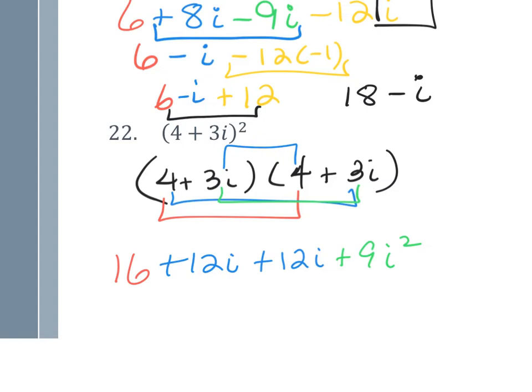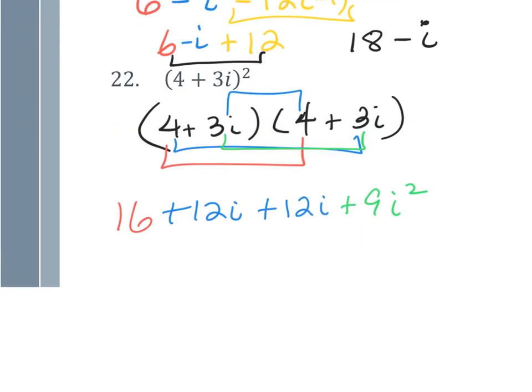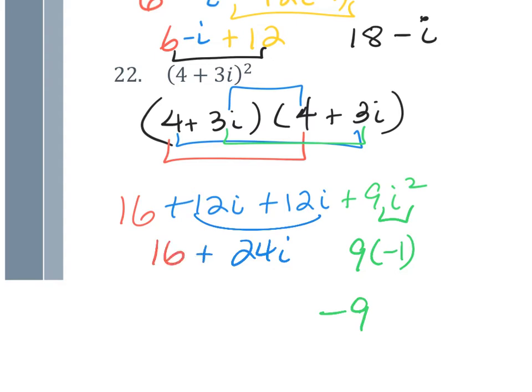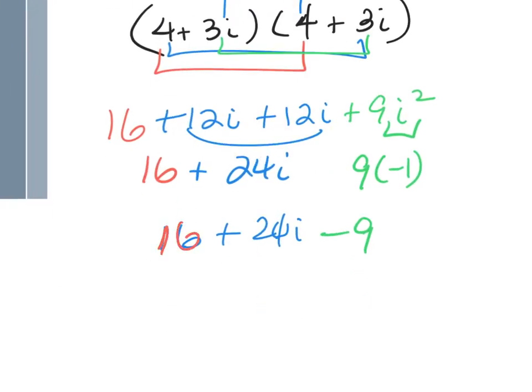All right, now, I still need to simplify this down. Remember, i squared, this thing right here, equals -1. So I'm going to do 9 times -1, and this will become a -9. I can also add my blues, and I can get 24i, drop down to 16. So now I can add these two. 16 minus 9 is 7 plus 24i, and that's your final answer there.